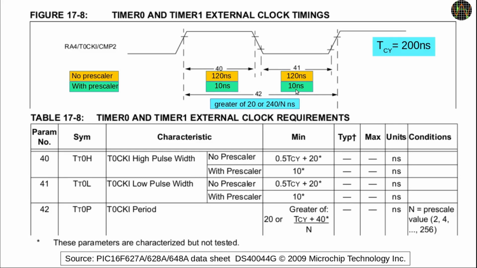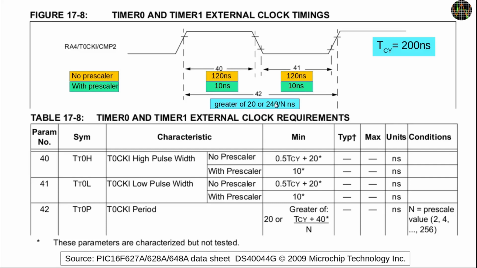The key fact is that without prescaler, which is the same as n of 1, either high or low pulse width must not fall below 120 nanoseconds and the sum of both must not drop below 240 nanoseconds. For comparison, with the first prescaler value n equals 2, that is divide by 2, the minimum high and low pulse width drops from 120 nanoseconds to just 10 nanoseconds and the minimum period must now be just 120 nanoseconds long.